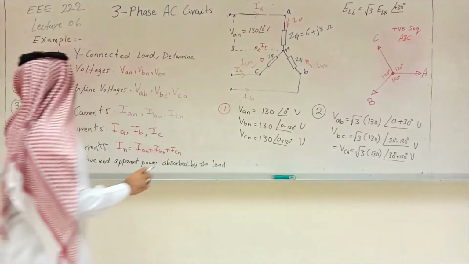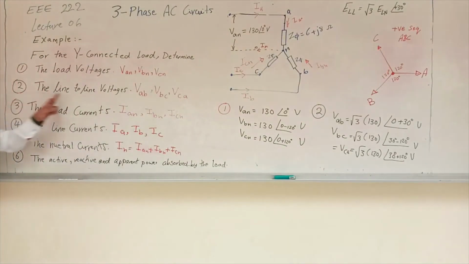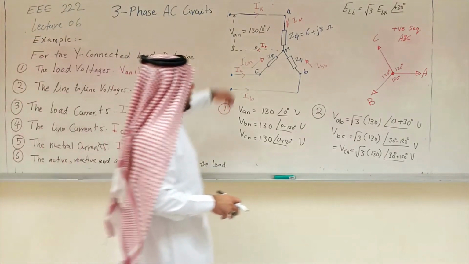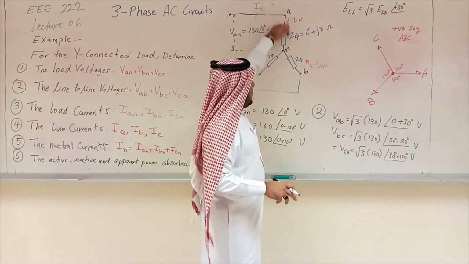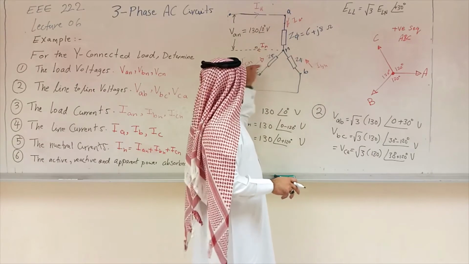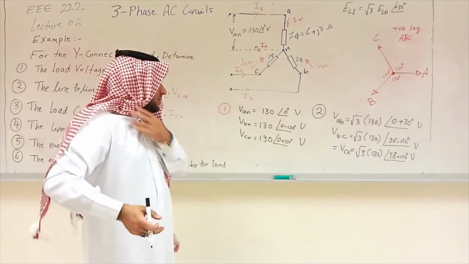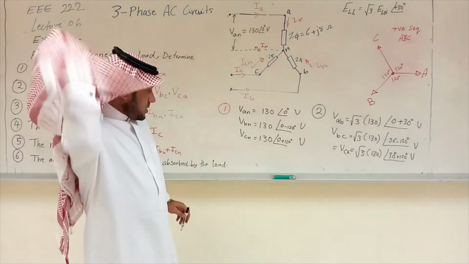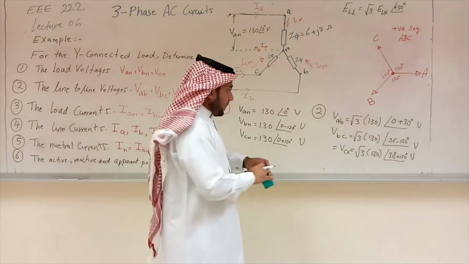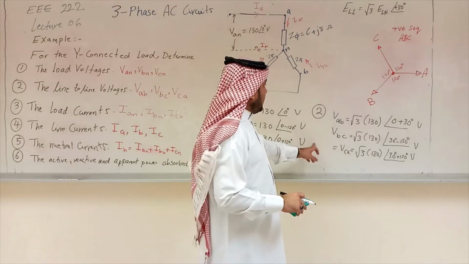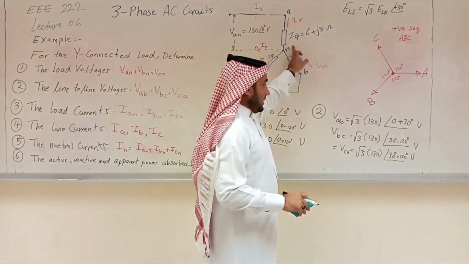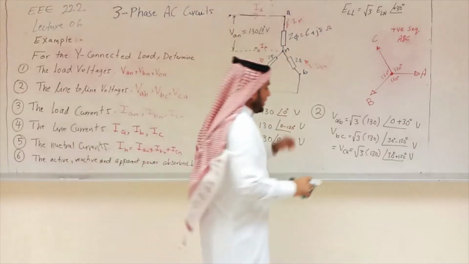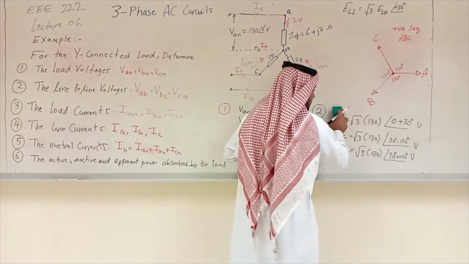These are the line-to-line voltages in the load side. So number 2 here is done. Now, load currents. The load currents are the currents that flow inside the load, which is IAN, IBN, ICN. Typically here, what we're going to have to do simply is to apply Ohm's law. I'm going to take this one out because I don't need it for calculation of the load current. I need the load voltage to calculate the load current.